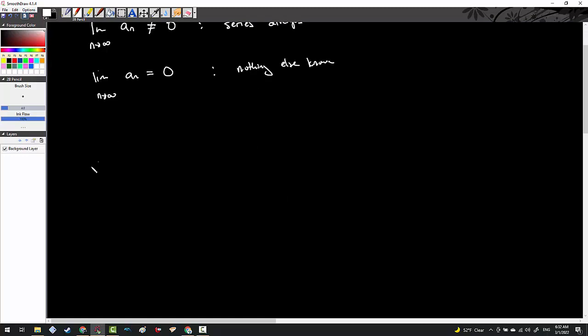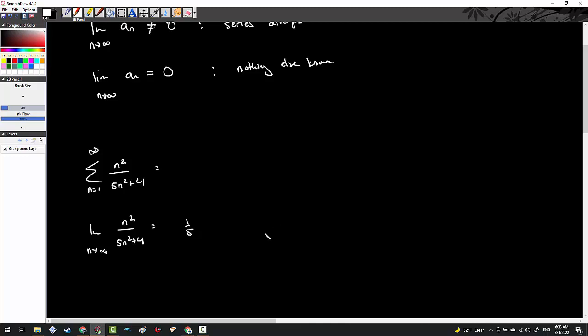I'm going to start off with this series, the sum from n equals 1 to infinity of n squared over 5n squared plus 4. It's a pretty easy example coming out the gate. If we take the limit as n goes to infinity of my sequence generator, n squared over 5n squared plus 4, that gives us 1/5.